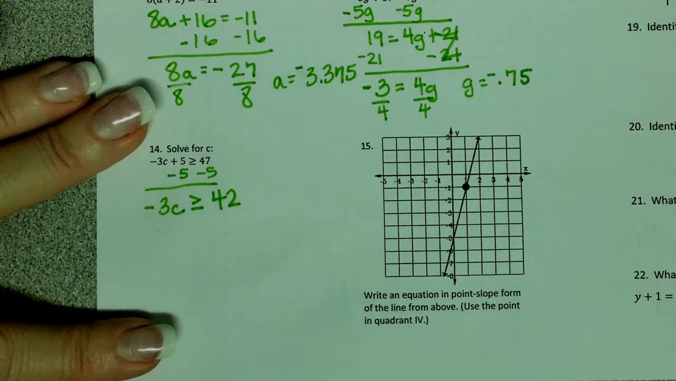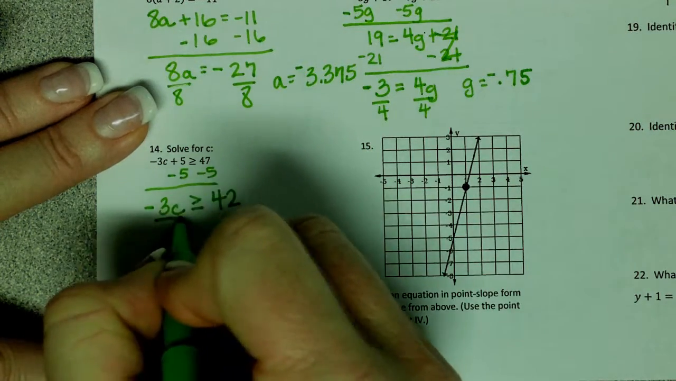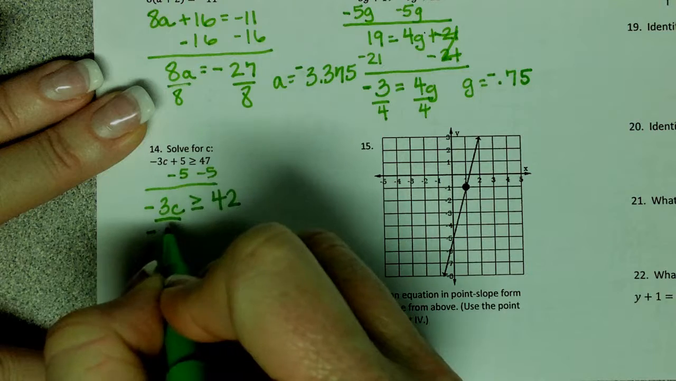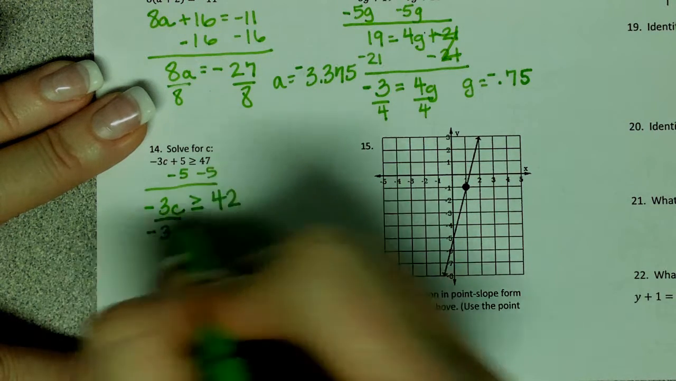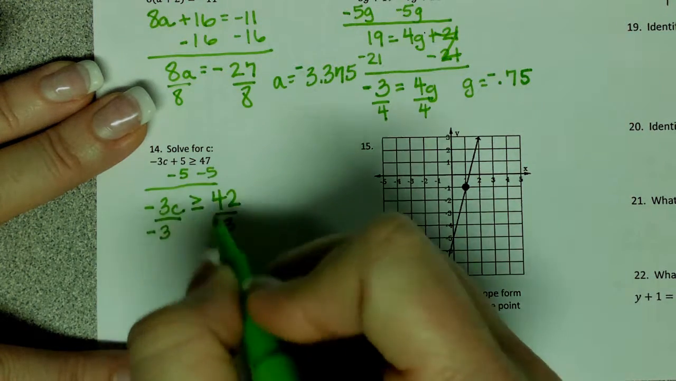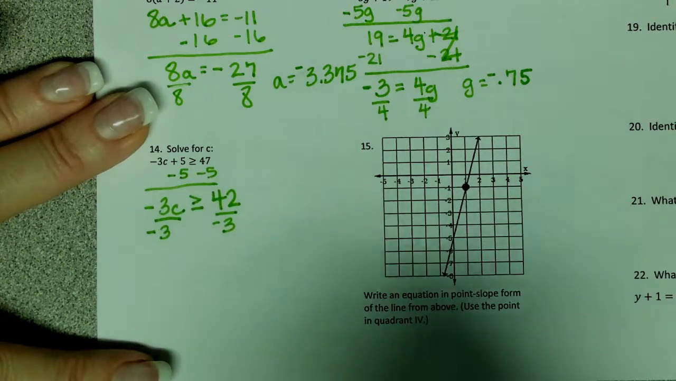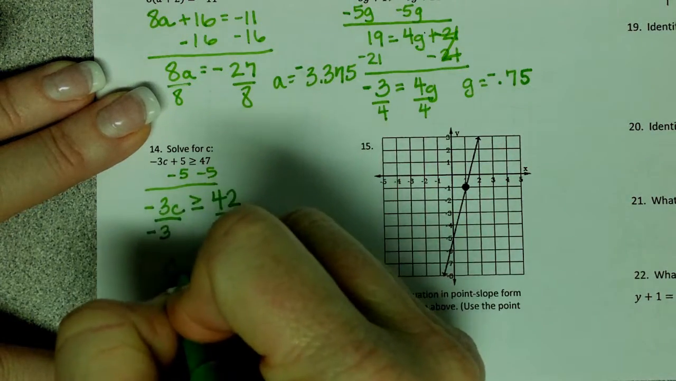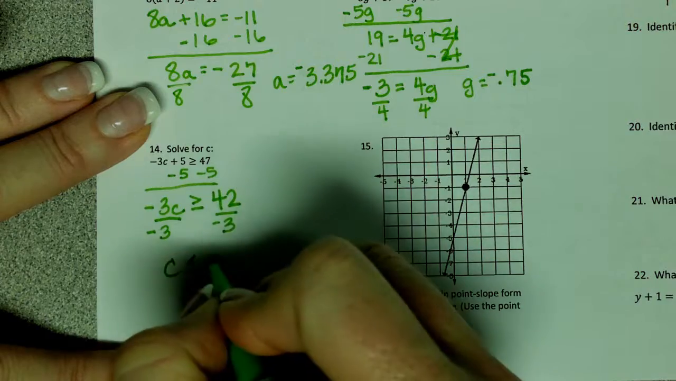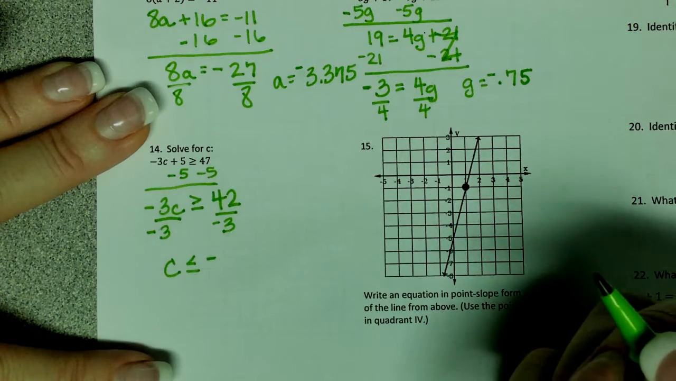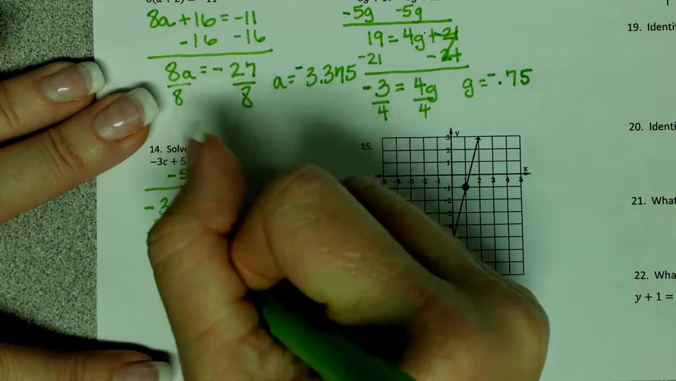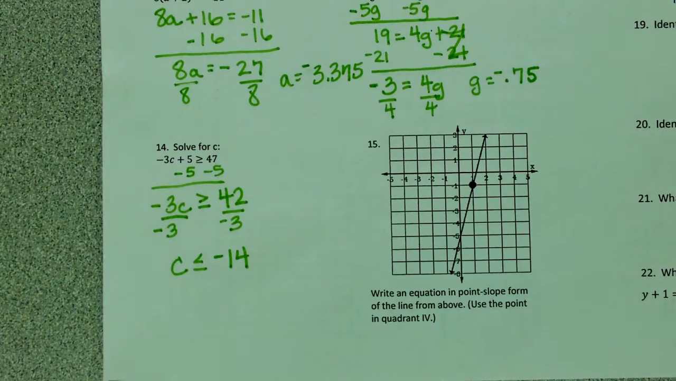What are we supposed to do next? Flip it, because we have divided, right? We've got to divide everything by negative 3, because we want to get that c by itself. Because we're dividing by a negative, we are going to flip our inequality. So we would have c is less than or equal to negative 14, because 42 divided by negative 3 is negative 14.